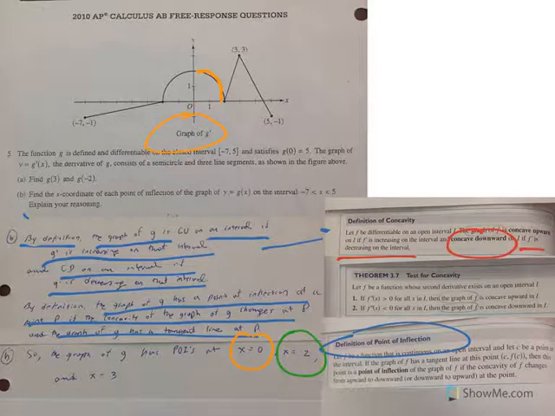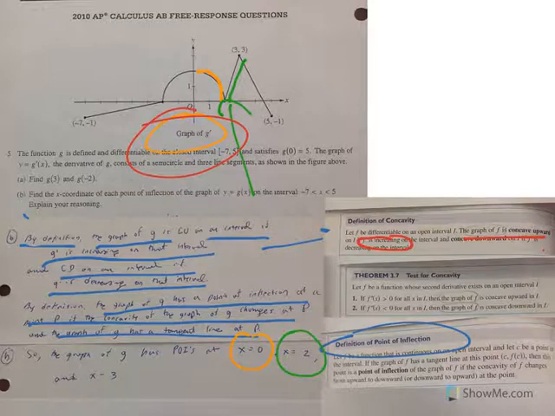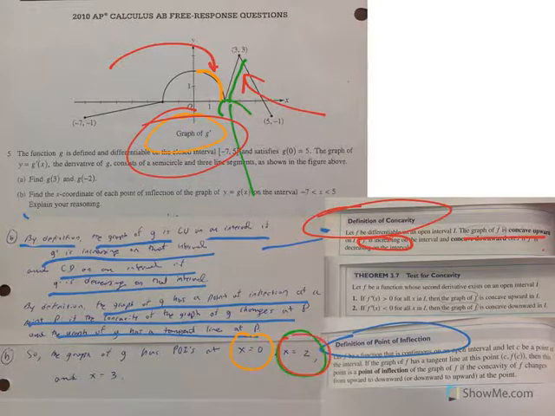And if you look at the interval from 2 to 3, the graph of g prime is rising. So g prime is increasing. And if g prime is increasing, the graph of g would be concave upward. So we have at x is equal to 2 a point of inflection because by looking at the graph of g prime and using the definition of concavity, we know that g would be concave downward from 0 to 2 and concave upward from 2 to 3. So we have a change of concavity at x is equal to 2.